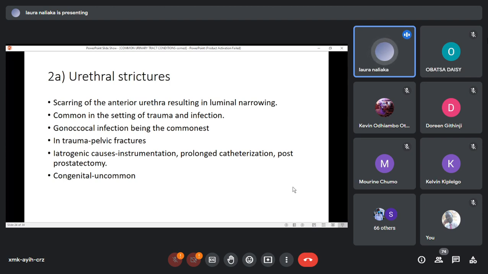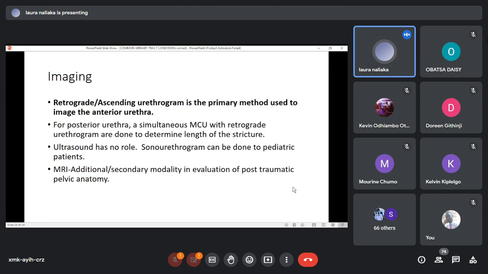Iatrogenic causes can be due to instrumentation, maybe during cystoscopy. You can injure the urethra at that time. Prolonged catheterization: you see patients who stay with catheters for a while, they can get secondary infection leading to strictures. Then post-prostatectomy, a common complication of prostatectomy is urethral strictures. Congenital is a very uncommon cause of urethral strictures.